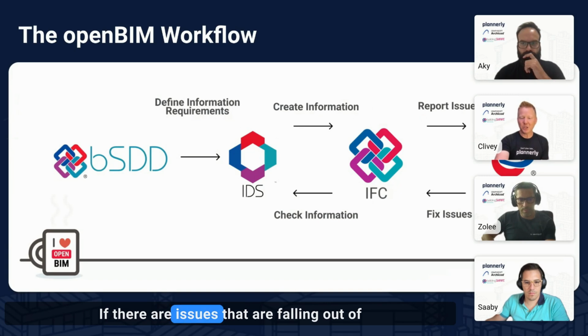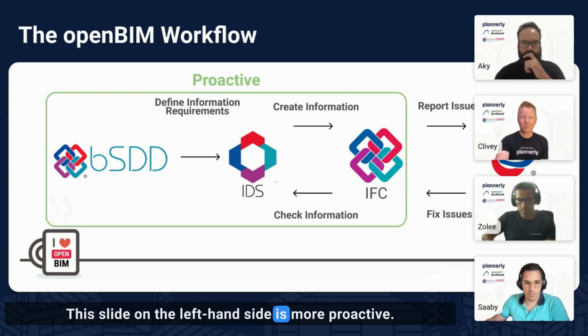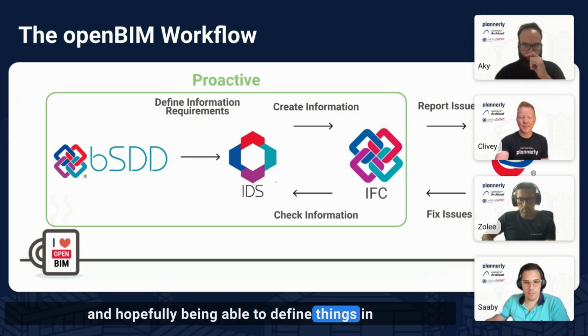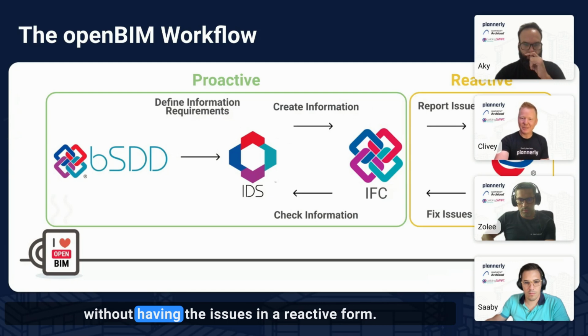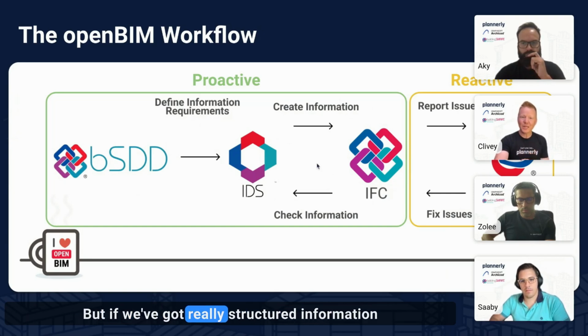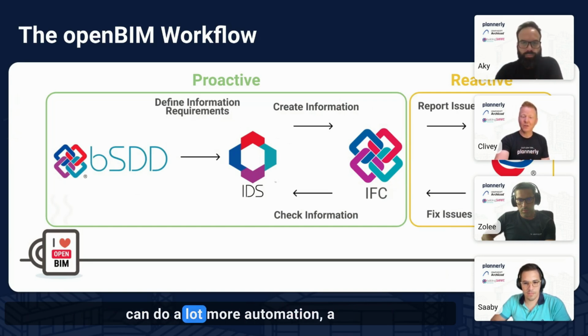If there are issues that are falling out of that, then there's a fixes with BCF workflow. This side on the left-hand side is more proactive. It's about setting the standards and running checks and hopefully being able to define things in a way that everyone can fulfill those requirements without having the issues in a reactive form. This will be obviously required for coordination, but if we've got really structured information requirements along with the validation rules, we can do a lot more automation, a lot more proactive steps in that workflow.